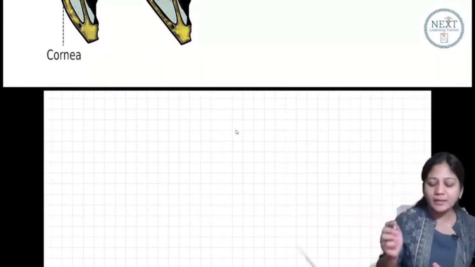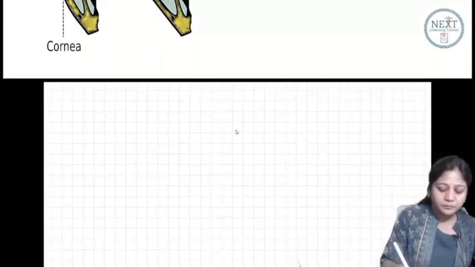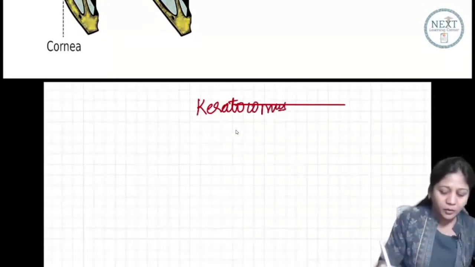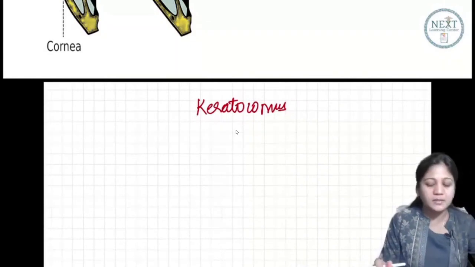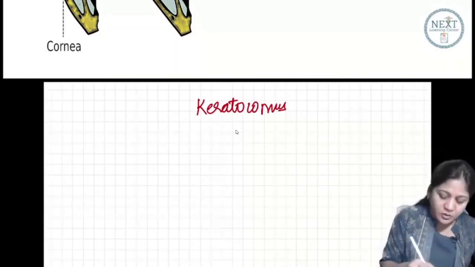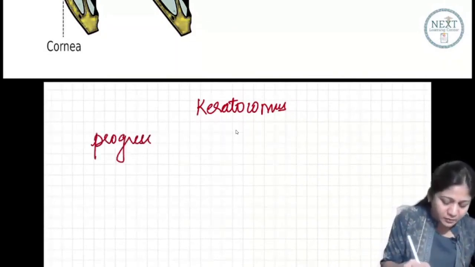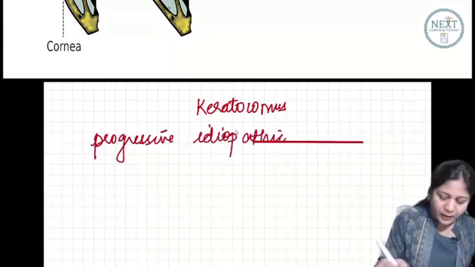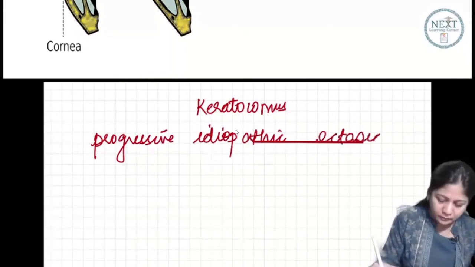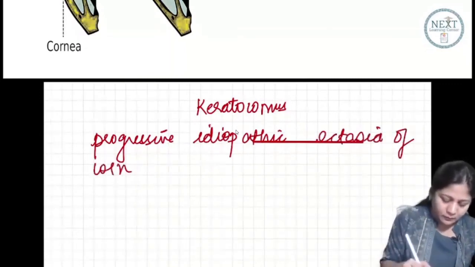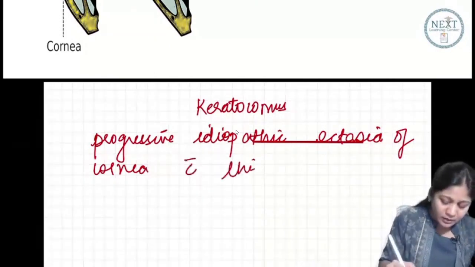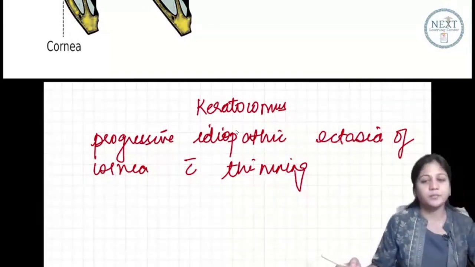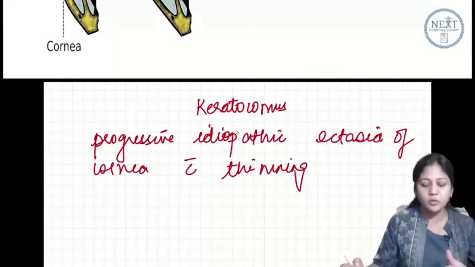Okay guys, chalo, let's write down certain theoretical points. The word keratoconus means a conical cornea. What do you mean? It is a simple conical cornea. So what exactly is it? It is a progressive idiopathic ectasia of the cornea which is associated with thinning. It will lead to a thinning of the cornea also. The cornea will get thinned progressively.